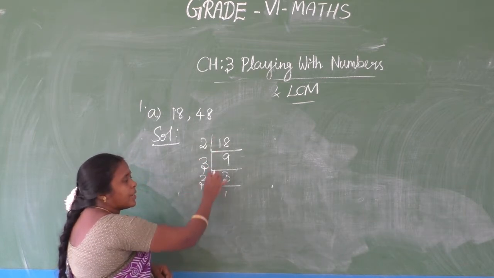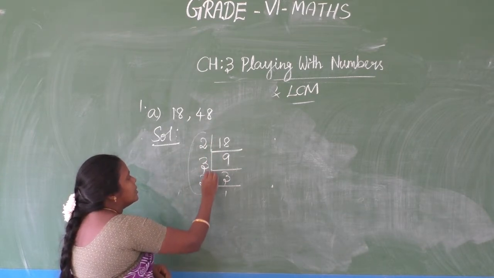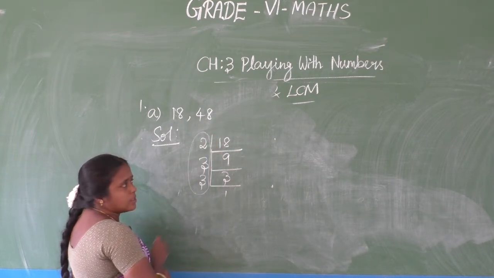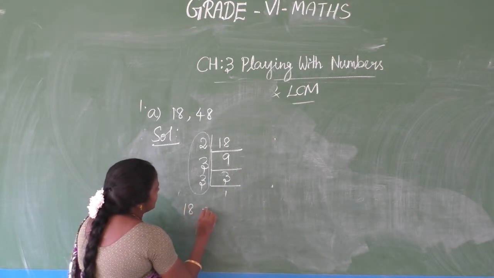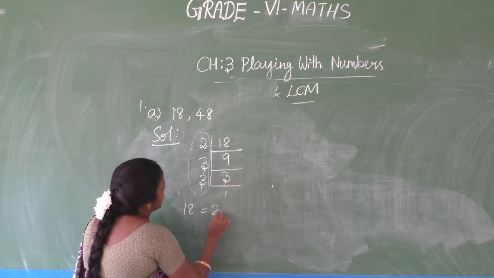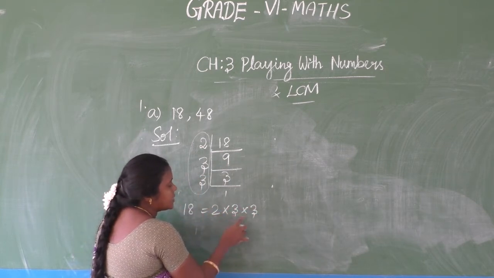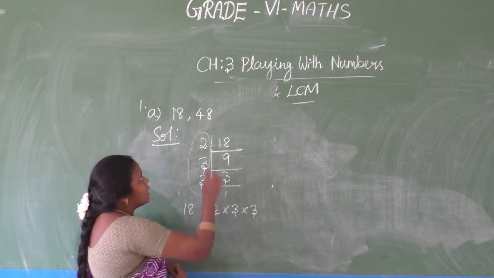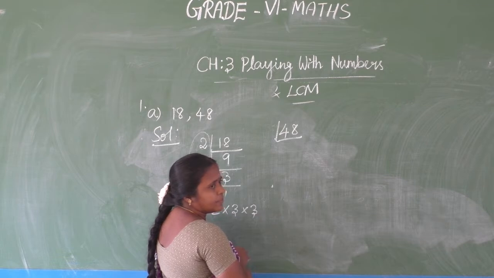So these are the prime factors of 18: 2 into 3 into 3. Prime factors of 18 equal 2 into 3 into 3. 2 3's are 6, 6 3's are 18. Likewise, for 48 also you have to find.